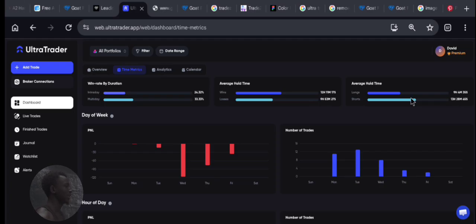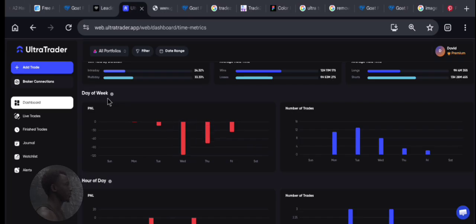If I'm buying, the average time is mostly around 9 to 10 hours. For sells, which is short, the average time I hold is longer. I hold the shorts longer, around 13 hours 8 minutes. We also have the panel for day of the week, so you can see this corresponds to each day from Monday, Tuesday, Wednesday, and so on.